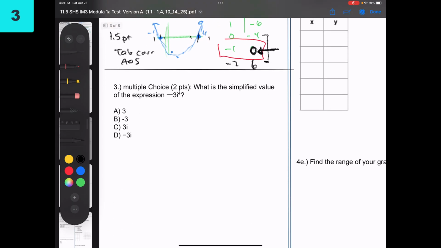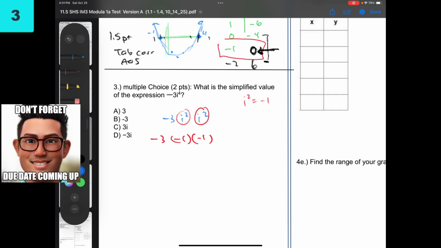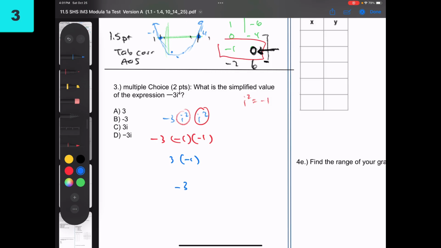Number 3, what is a simplified version of negative 3i to the 4th? That just basically means negative 3i squared. This is how I did it. There's other ways. Remember, i squared is equal to negative 1. So this is negative 1, negative 1. They're all multiplication. So if you multiply all of those, you will get negative something is positive. And that will give us a negative 3. And that would be choice C.